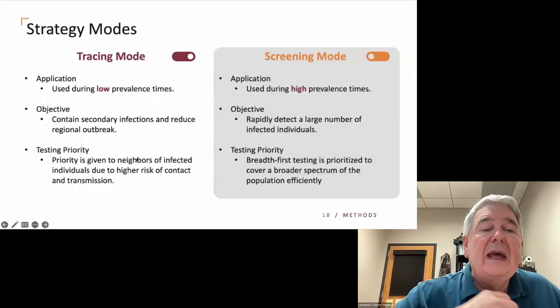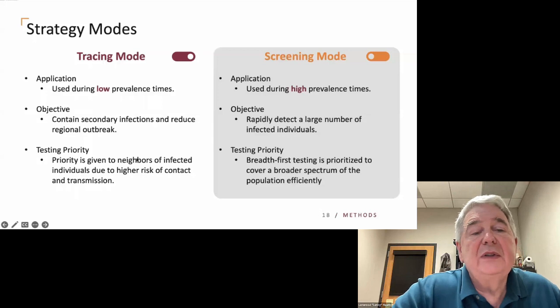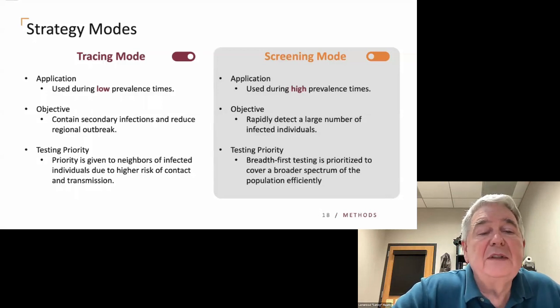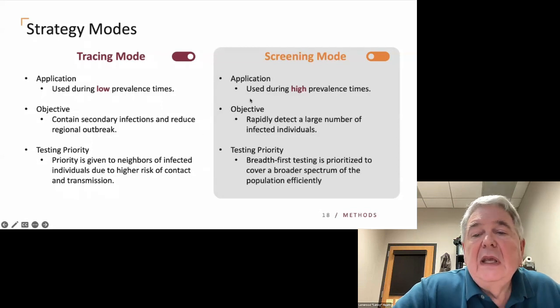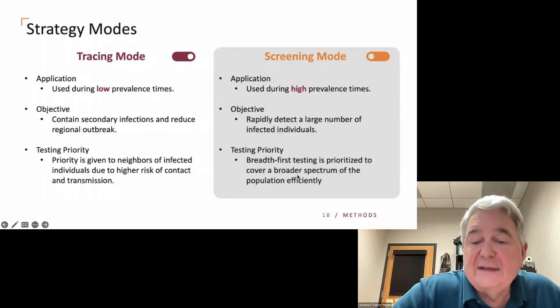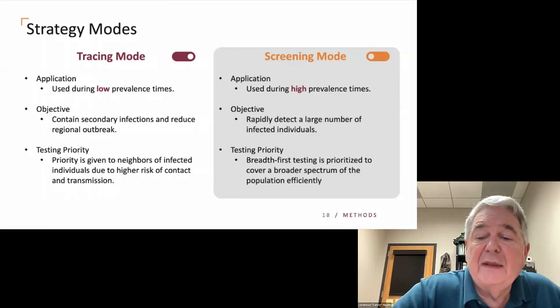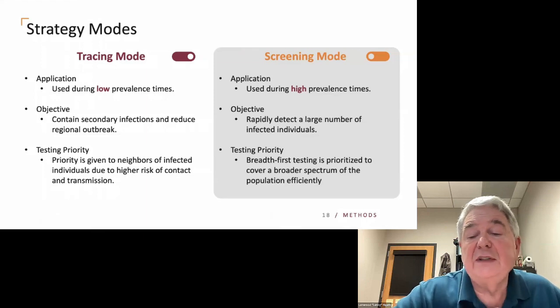Now, we're going to have some strategy modes. We're going to have a low prevalence tracing mode that is basically what I've described so far. That is, we give testing priority to neighbors of infected individuals. If we have found that we're in a high prevalence time, we try to spread out the testing by a breadth-first testing method to prioritize as much of the population as is possible.